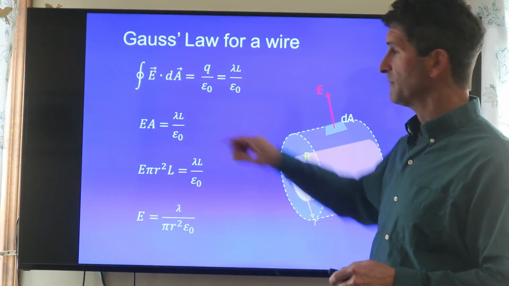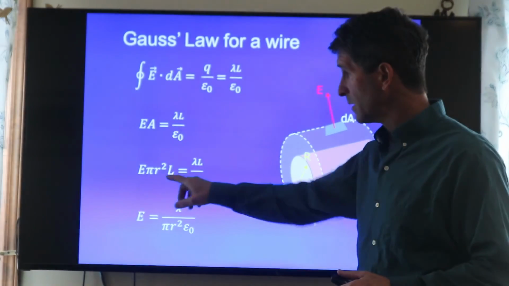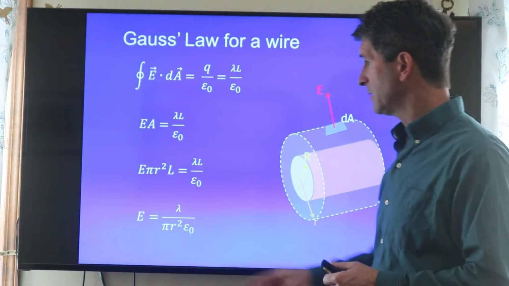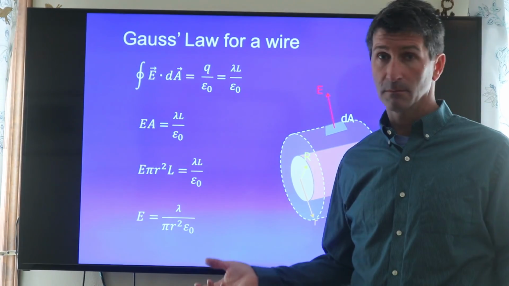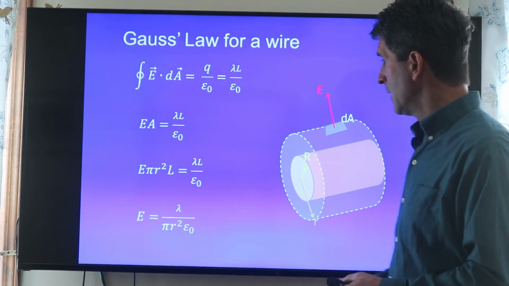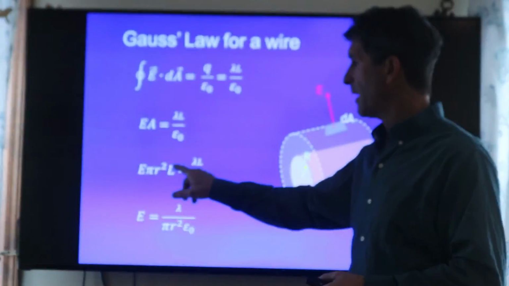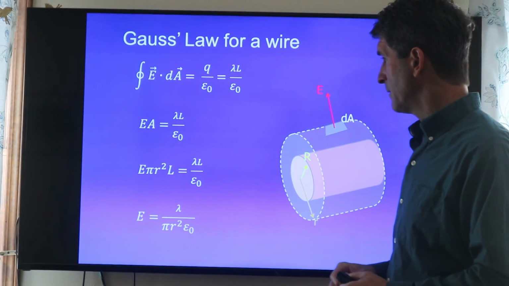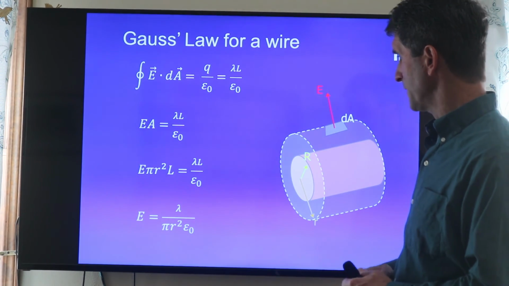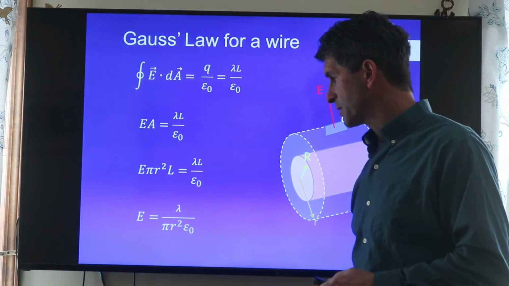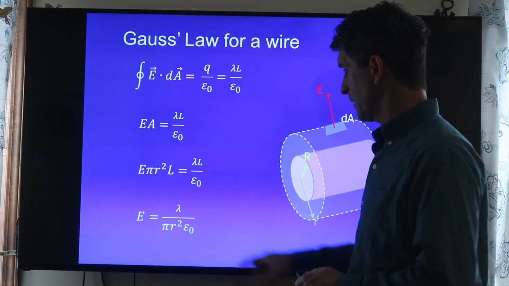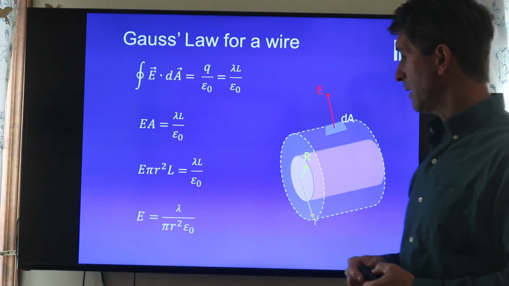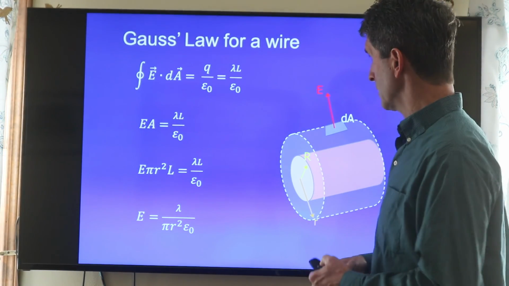Again, lambda times L divided by epsilon naught. The area of the curved surface of the cylinder is pi r squared times L. L on this side, L on this side. As I predicted, it'd cancel out. And so we move pi r squared over to the other side. And what we notice here is that when we get this, the electric field goes by the charge per unit length divided by pi r squared epsilon naught. Drops off by 1 over r squared. All right?